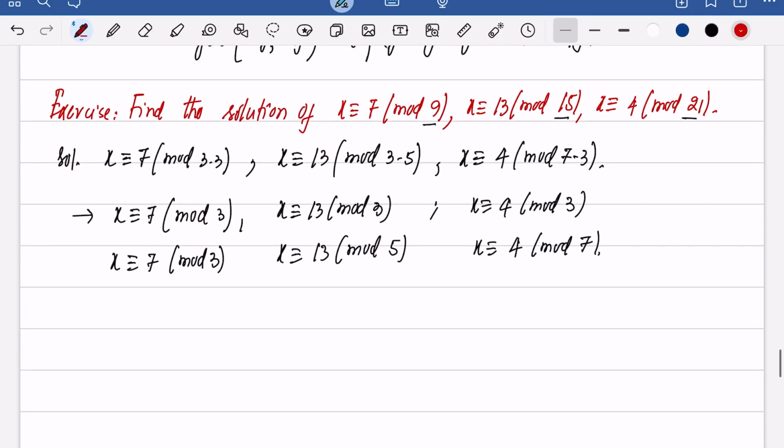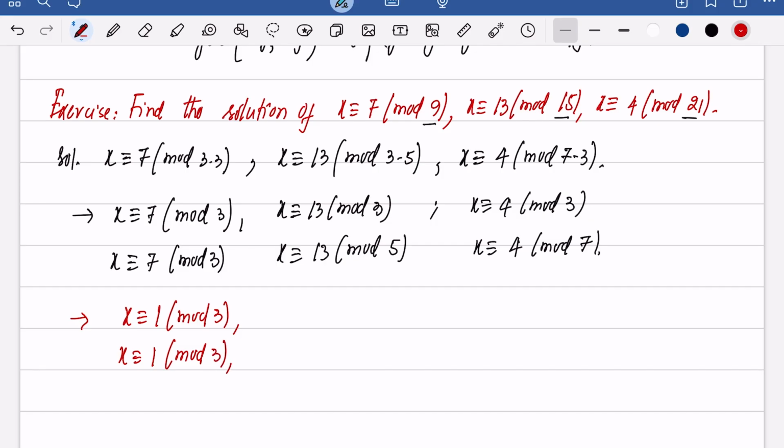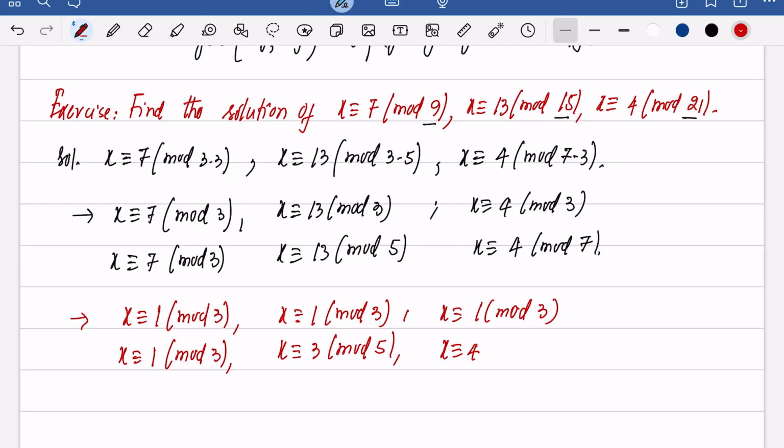Now let's simplify these congruences. Dividing this 7 by 3 leaves the remainder 1. So we get x congruent to 1 mod 3. Similarly here x congruent to 1 mod 3. Now divide this 13 by 3, again we get 1 mod 3. Here we get x congruent to 3 mod 5, and here again x congruent to 1 mod 3. Here we get x congruent to 4 mod 7.